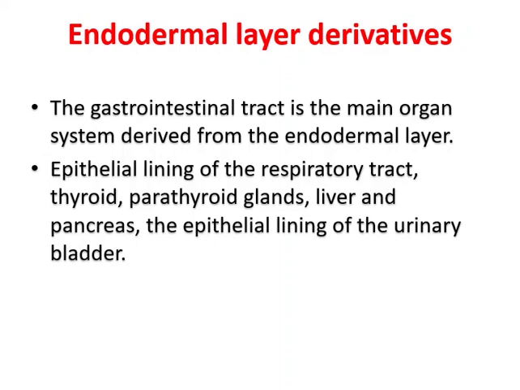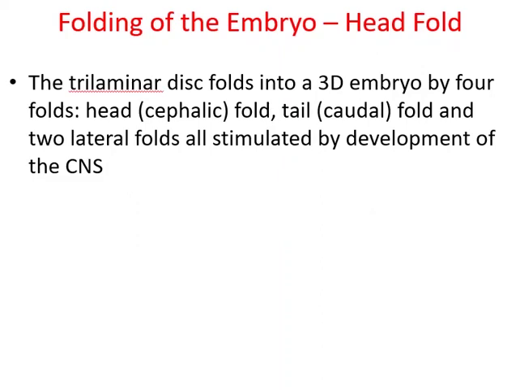The embryonic period also has an event of folding. The embryo was formerly a plate or disc, and then the folding of the embryo makes the embryo recognizable as a human. We have three folds: a head fold, a tail fold, and lateral folds.